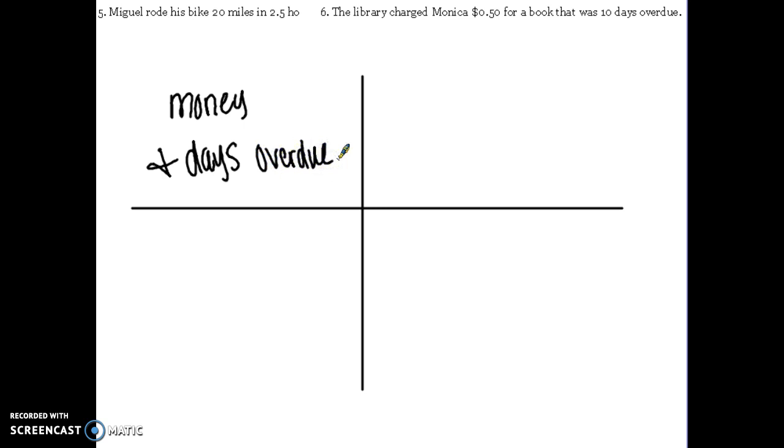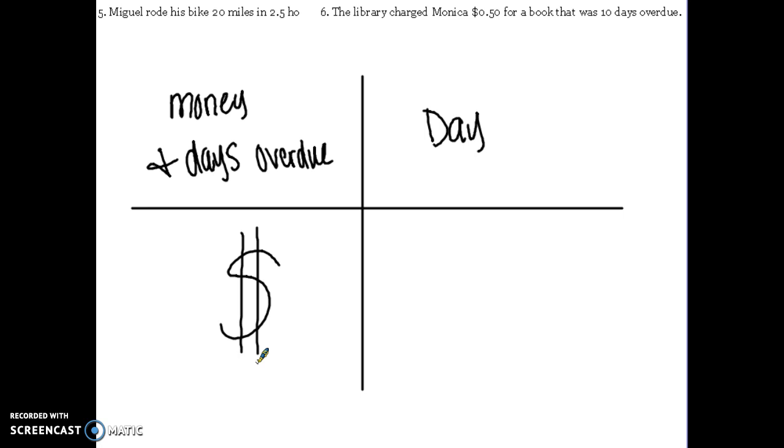How many days it's overdue and money are going to tell us what our independent and dependent variables are. How much she pays depends on how many days that it's late. So days is going to be the independent variable, and money is going to be the dependent variable. So days is independent, money is dependent.